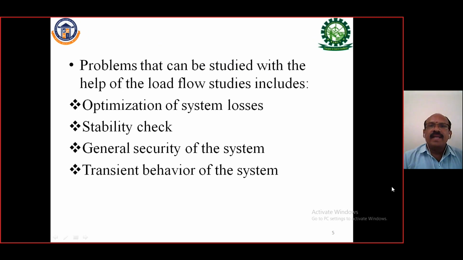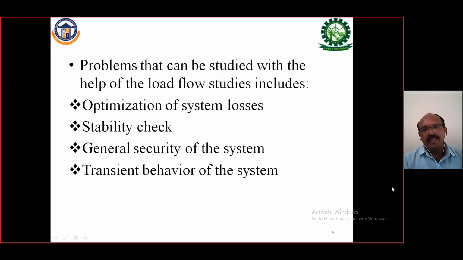Next, the problems that can be studied with the help of load flow studies include optimization of the system losses. We know the load generation and the load center are far away, so our aim is to minimize the loss. Each and every second we know the real power, reactive power and transmission power, so the losses should be minimized. For the optimization of losses, load flow analysis is very important.